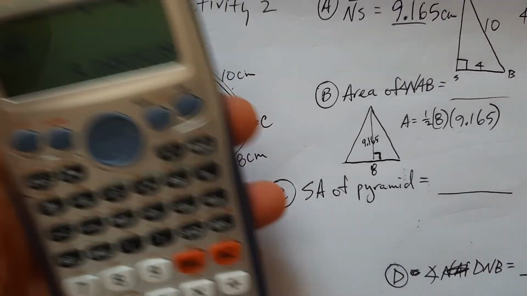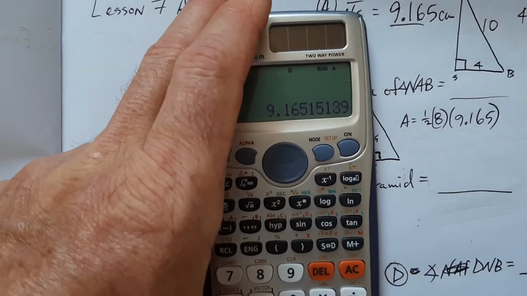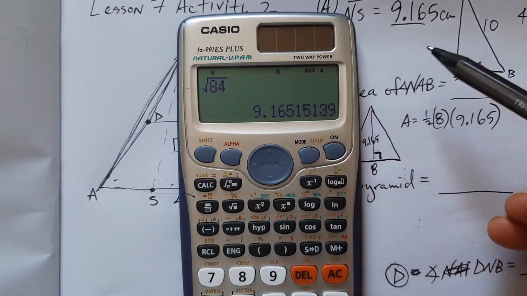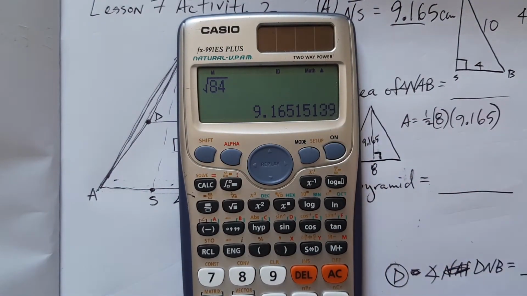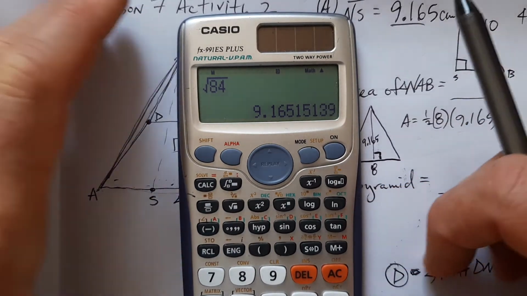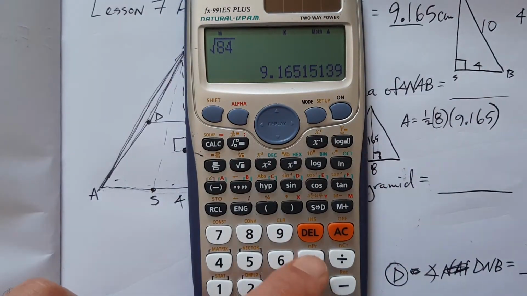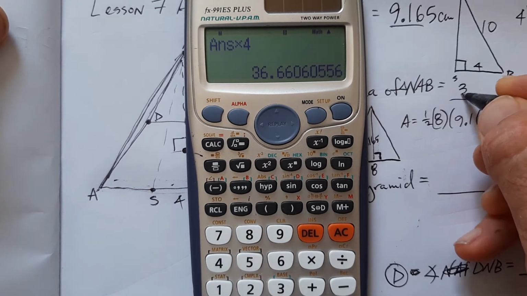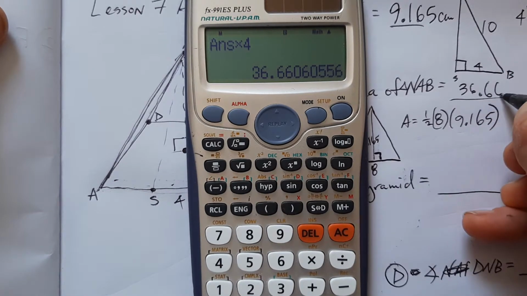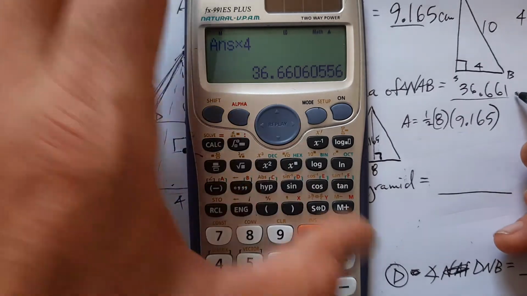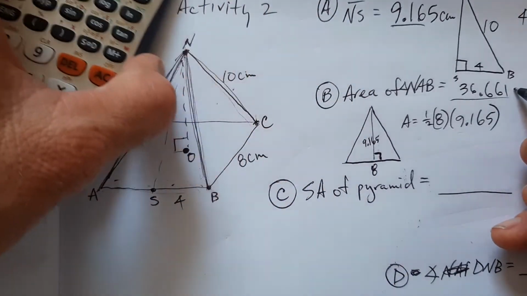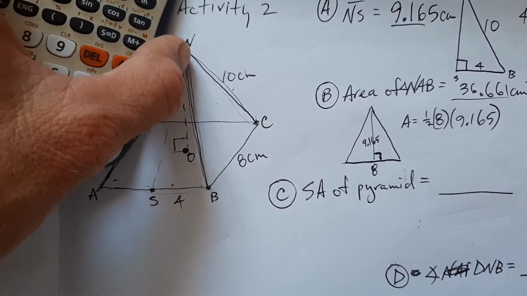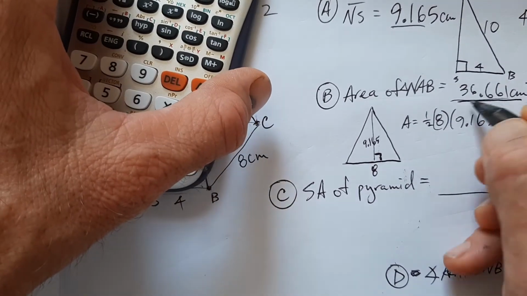So the area equals 1/2 base times height. And if you're going for your sig figs, go ahead and keep that original answer with all the decimal places. And then 1/2 of 8 is 4. So let's just multiply by 4, and that'll give us our best significant figures there. 36.661 centimeters squared. Okay. There we go.